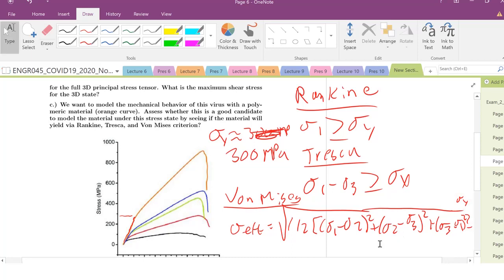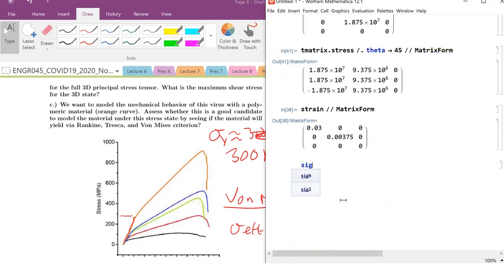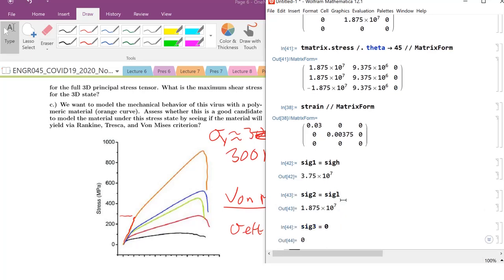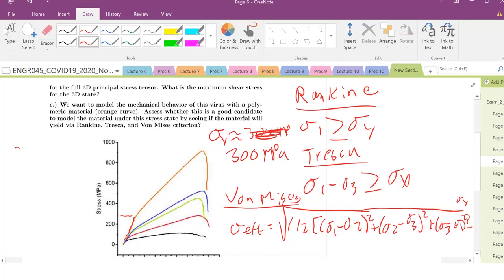So let's test and see if the material will yield according to these criteria, for this new polymeric material. So I know that my sigma 1 is equal to sigma h. I know that my sigma 2 is equal to sigma L, and my sigma 3 is equal to 0. So sigma 1, let's go back here, is 37 megapascals, 37.5. So will it fail via the Rankine criteria?